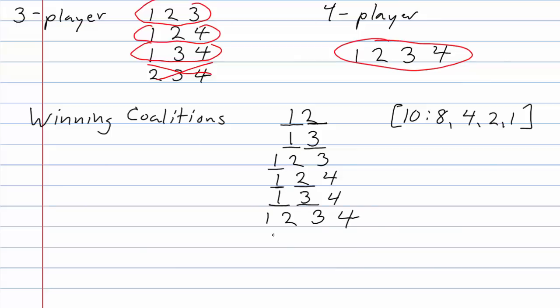And finally, for the Grand Coalition, consisting of players 1, 2, 3, and 4, if we kick out 1, then players 2, 3, and 4 would only control 7 votes, 4 plus 2 plus 1, which is not enough, so player 1 is critical.